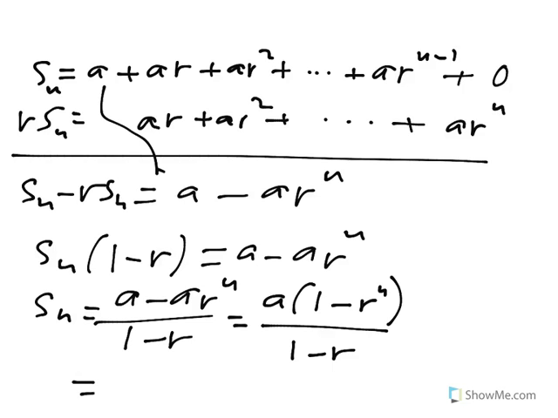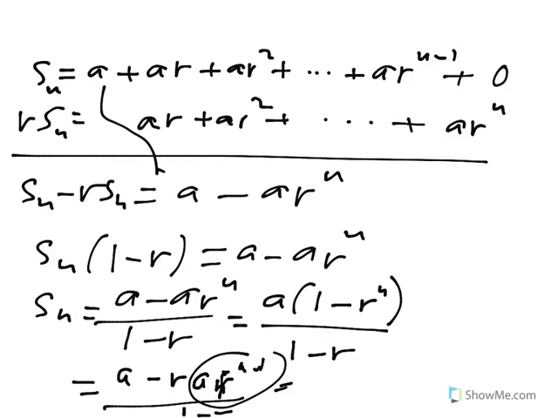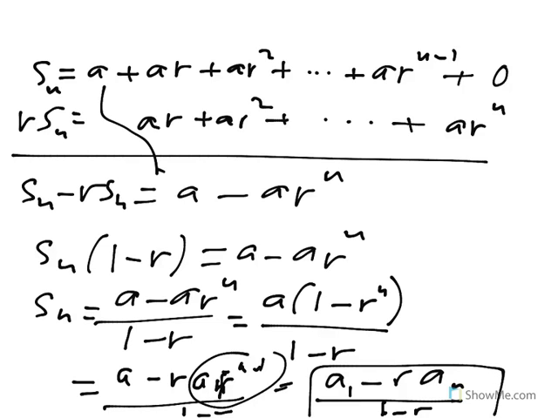Another thing you can do with this formula is just factor out an r from this ar to the n, giving a minus ar to the n minus 1 times r over 1 minus r. The reason that's good is because this a times r to the n minus 1 is also equal to the nth term. So this form is actually really useful. You take the first term, you subtract the last term times r, and divide it by 1 minus r. This is probably our most useful formula for these questions.